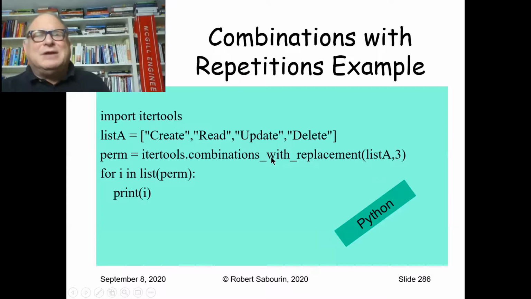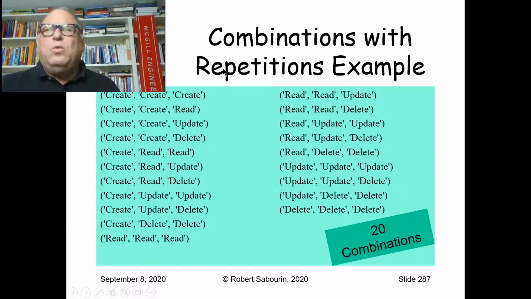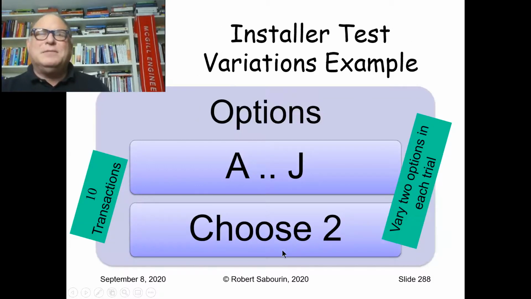We grab our list. That's the 4 options. We're going to do the combinations 3 with replacement, and that's the raw list. So this is with repetitions. If you take a look at this, there's 20 combinations here: create, create, create; create, create, read; create, create, update; create, create, delete; create, read, update, etc. We go through 20 different combinations with repetition in there. So you'll have delete, delete, delete, for example, as the last one.